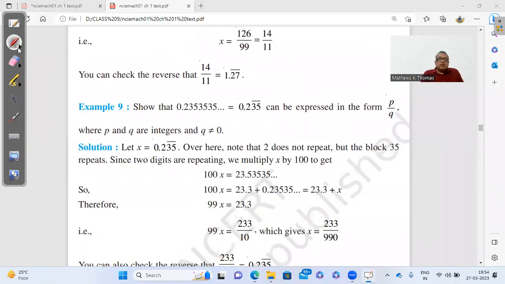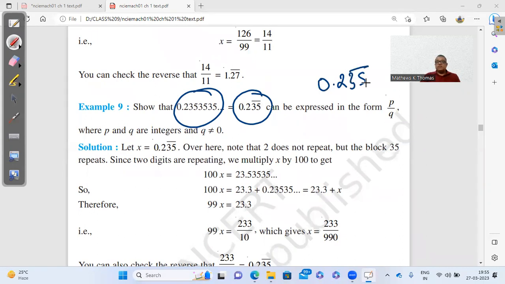Now here is another very important question, that is 0.2353535. The 2 is not repeating, the 35 is repeating. So that is 0.235 and 35 is repeating. So that is why it is written 0.235 bar. Now we have to convert this in the form of a fraction p by q.